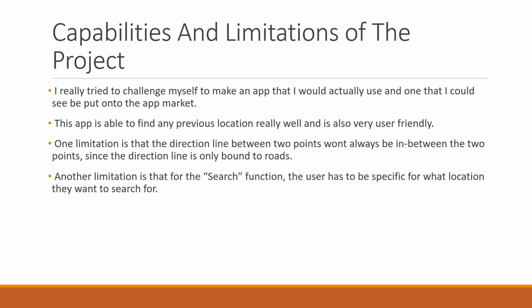And then another limitation is the search function. Whenever the user searches for something, they have to be very specific. If they misspell something, or even if they aren't specific enough, the Google Places API won't be able to find that location, and therefore it won't be displayed on the map. So that is another limitation of the app. But other than that, the app is pretty user-friendly, and there aren't really any issues with it.